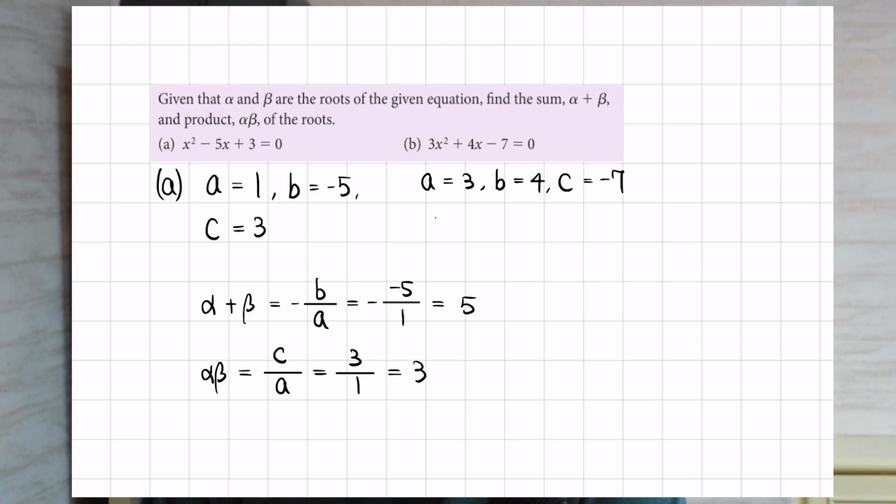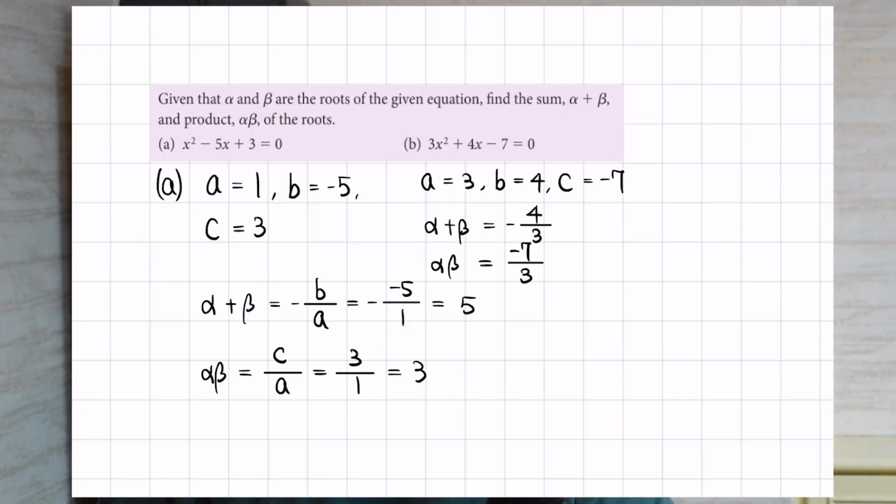So the sum of the roots, alpha plus beta, is negative b over a, and b is 4, a is 3, so the sum is negative 4 over 3. Finally, the product of the roots will be c over a, where c is equal to negative 7, a is equal to 3, so the product of the roots is equal to negative 7 over 3.